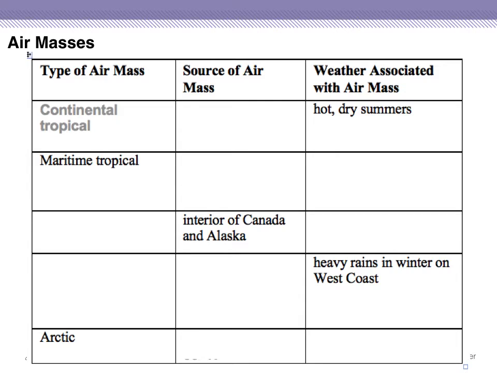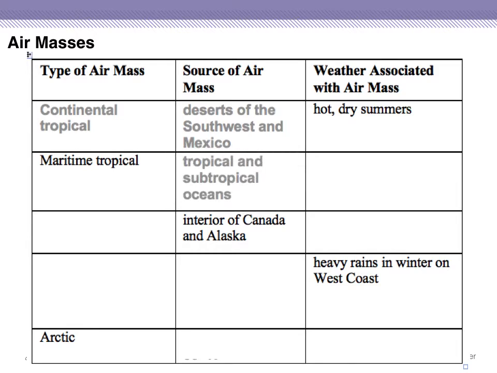If it's going to be dry, that means it's going to be over a continent. Because remember, you get moisture from maritime, you get dry from continental. Now, the source of that air mass for the continental tropical would be the deserts of the Southwest and Mexico. Now, a maritime tropical is going to come from the tropical and subtropical oceans, and the weather associated with maritime tropical is always going to be hot and humid.